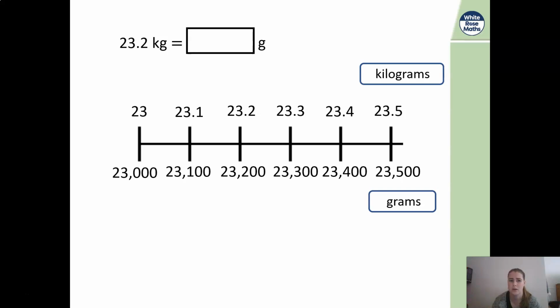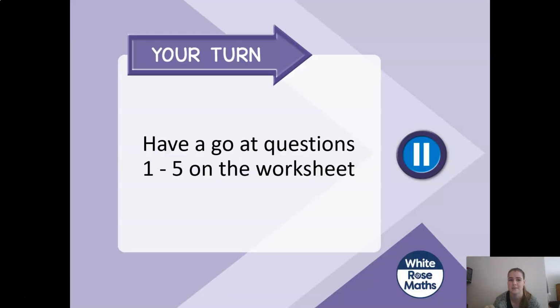So now that I've got my number line, let's go back to the question. So I want to know the equivalent of 23.2 kilograms in grams. So if I find where 23.2 kilograms is, it's here, I can see the equivalent there, 23,200. Easy peasy? Exactly. So now that you know that, have a look at the toolkit that I've sent home with your worksheets as well to help you so you can see the numbers that you need. And I want you to pause the video and see if you can have a go at questions number 1 to 5.